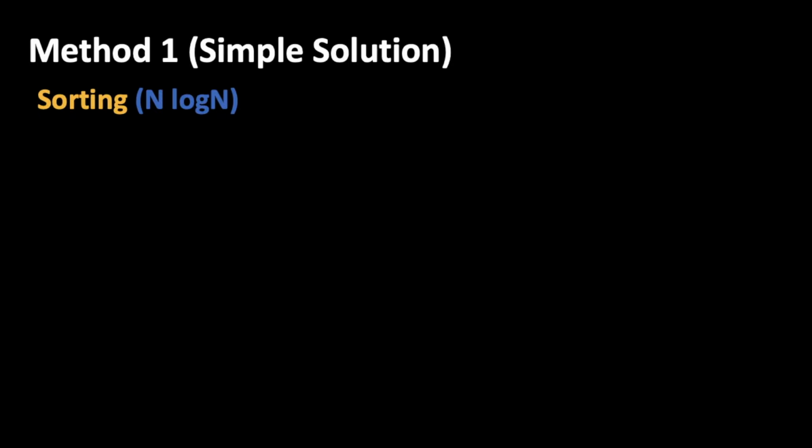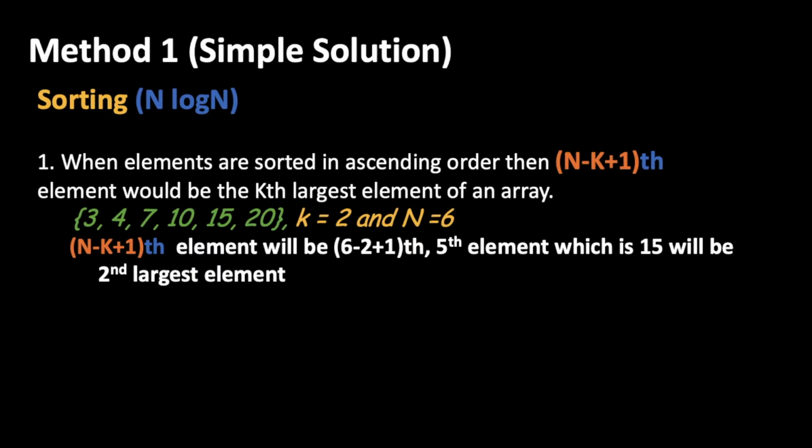So the first solution is a simple solution, that is by sorting, and the time complexity for this solution will be n log n. When the elements are sorted in ascending order, then the n minus k plus 1th element would be the kth largest element of the given array.